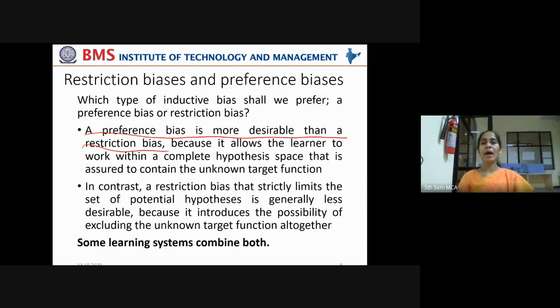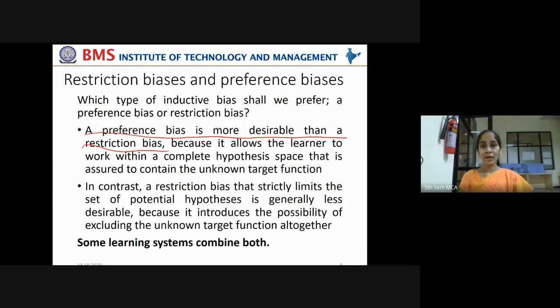Note, a question may be answered on this topic. Okay, asking your view about restriction bias and preference bias, and which one do you select, if at all, when you are given this kind of problem definition. Keep an eye on this, focus and understand clearly. A preference bias is more desirable than a restriction bias.